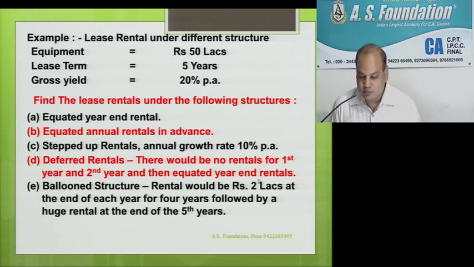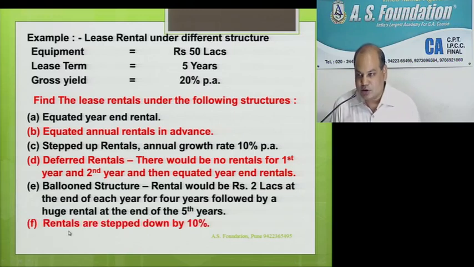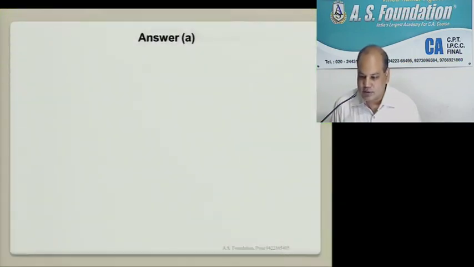Balloon structure. Rental would be rupees 2 lakh at the end of each year for 4 years, 1, 2, 3, 4, 2 lakh rupees per annum, followed by a huge rental at the end of 5th year. So what you have to find here? The 5th year rental. The missing figure is what should be the lease rental of the 5th year. And the last 6th type of situation is rentals are stepped down by 10%, means every year the rent will decrease by 10%. Wonderful. Amazing. Write down.